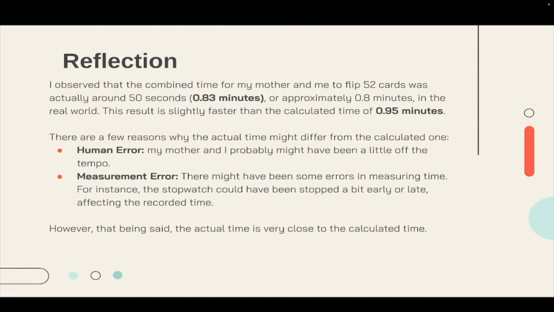Reflection. I observed that the combined time for my mother and me to flip 52 cards was actually around 50 seconds, which is around 0.83 minutes, or approximately 0.8 minutes if we round to the nearest tenth of a minute in the real world. This result is slightly faster than the calculated time of 0.95 minutes.